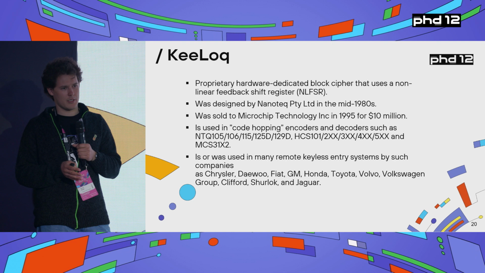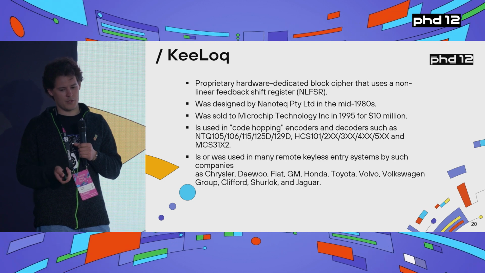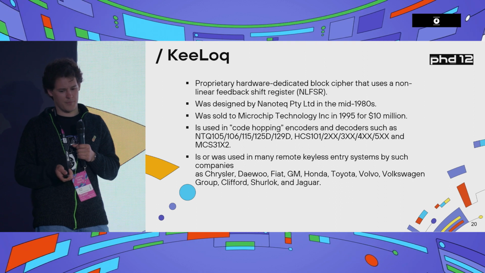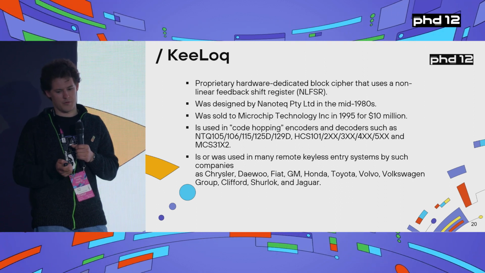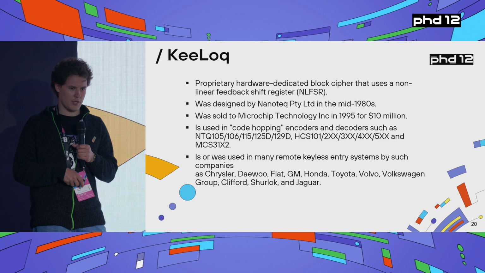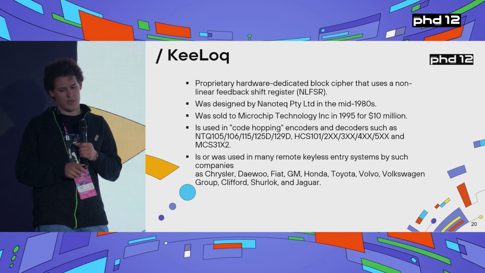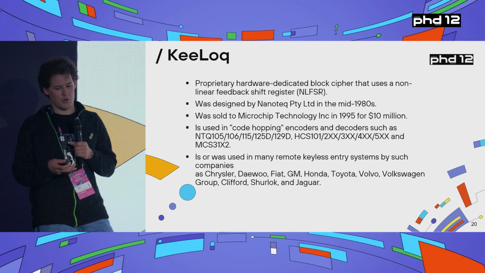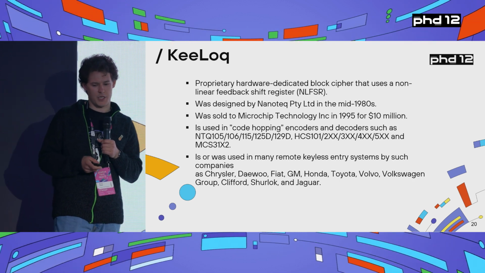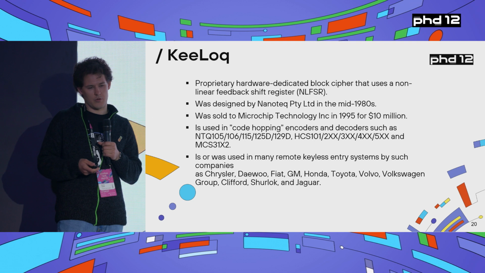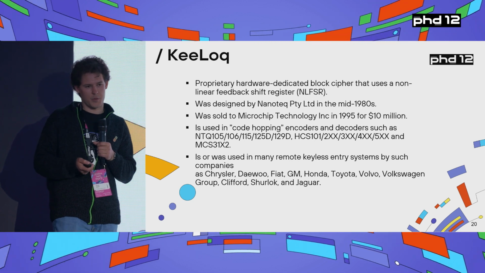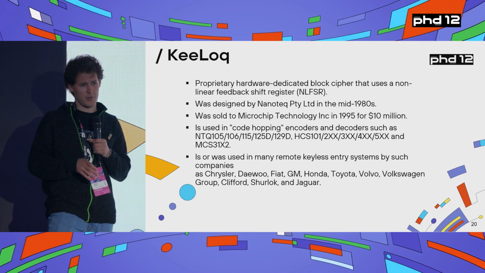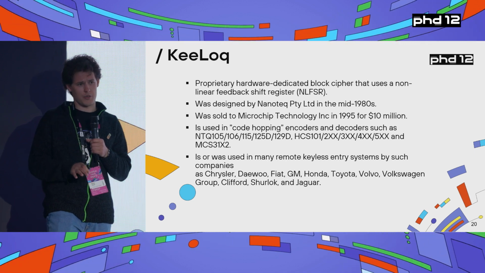Now, a few words about keylock itself, something I didn't know before I started this project. So keylock is a block cipher, which actually relies on a register kind of transposition. It was developed back in 1980s, then was sold to Microchip in 1995. And it is used a lot now in HCS series.